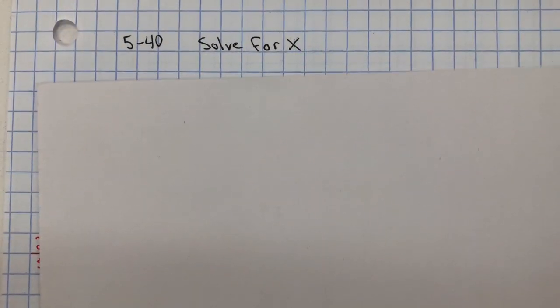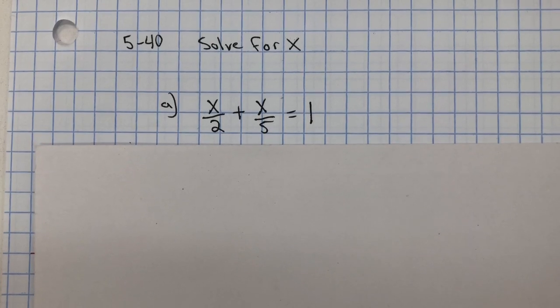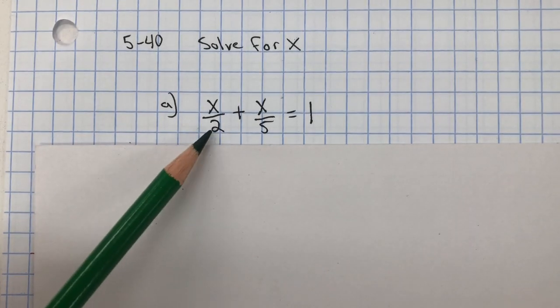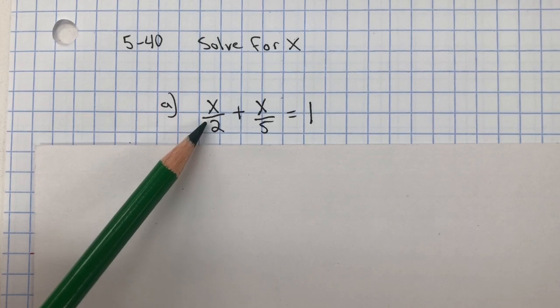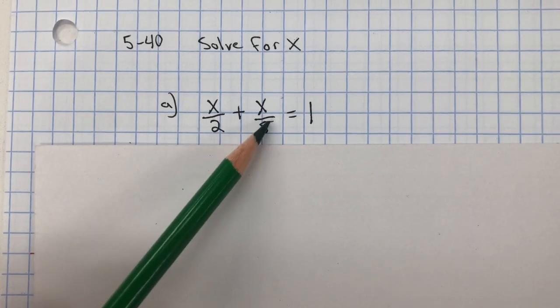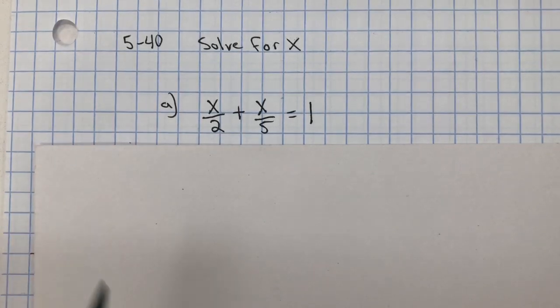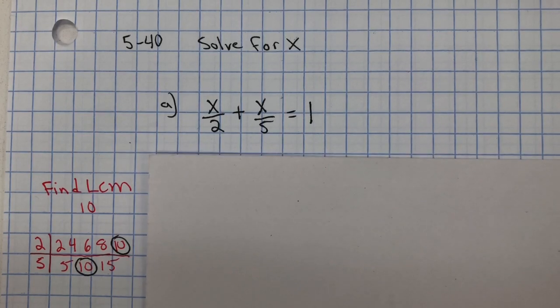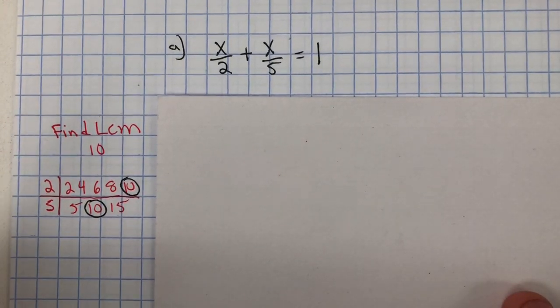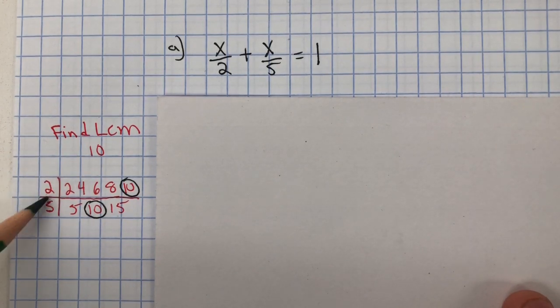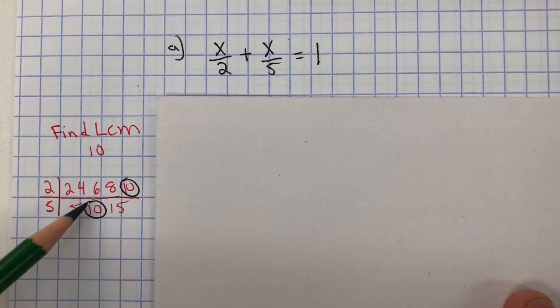In problem 540, we need to solve for x. One way of solving for x is to use the fraction buster method to eliminate the denominators in these first two terms. In order to do that, I want to find the least common multiple. The least common multiple is 10, and how I got that is because the multiples of 2 are 2, 4, 6, 8, 10, and the multiples of 5 are 5, 10, 15. And 10 is the first multiple that they have in common.